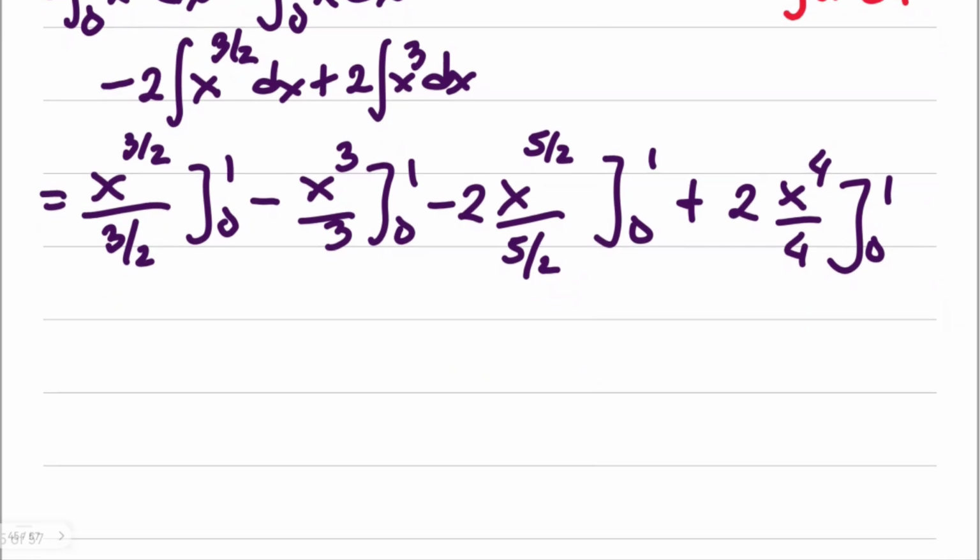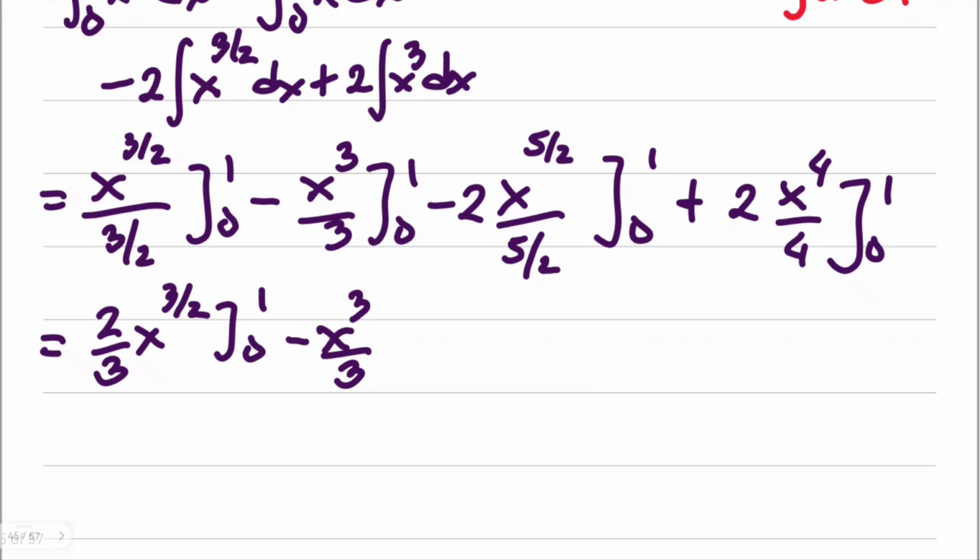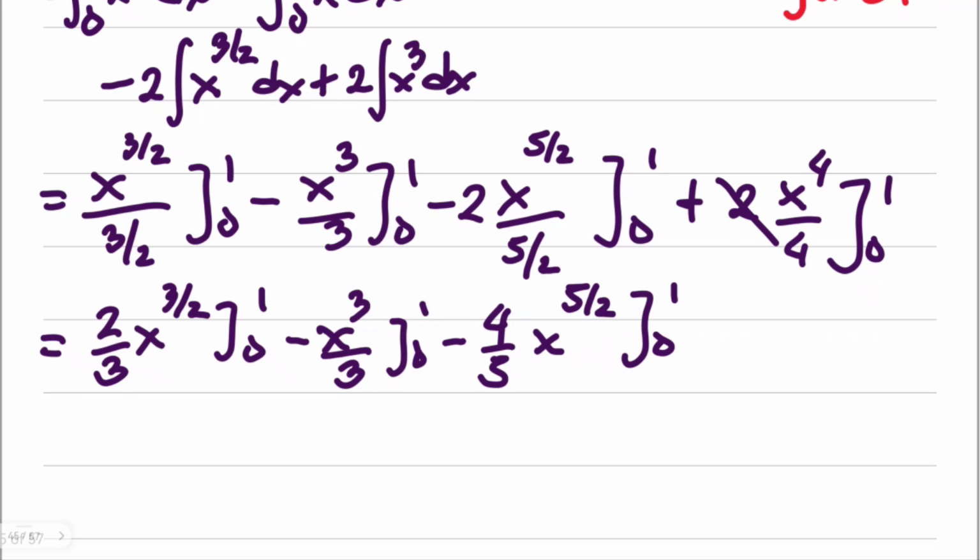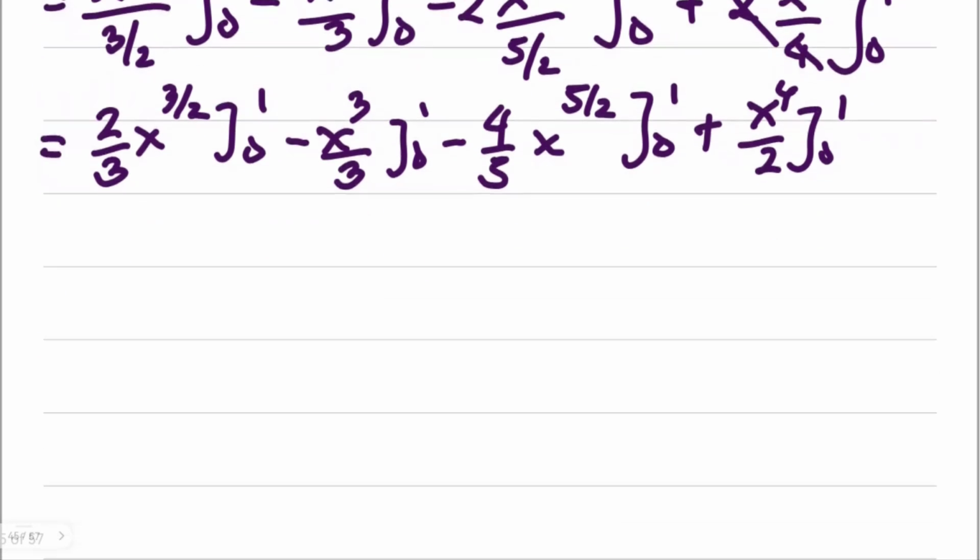Allow me to simplify those rational expressions. That's 2/3 x to the power of 3/2, 0 to 1, minus x cubed over 3, 0 to 1. This is 5/2, or that would become 2/5, so times 2, 4/5 x to the power of 5/2, 0 to 1, and this one here, of course, plus x to the power of 4 over 2, 0 to 1. Okay, step by step.